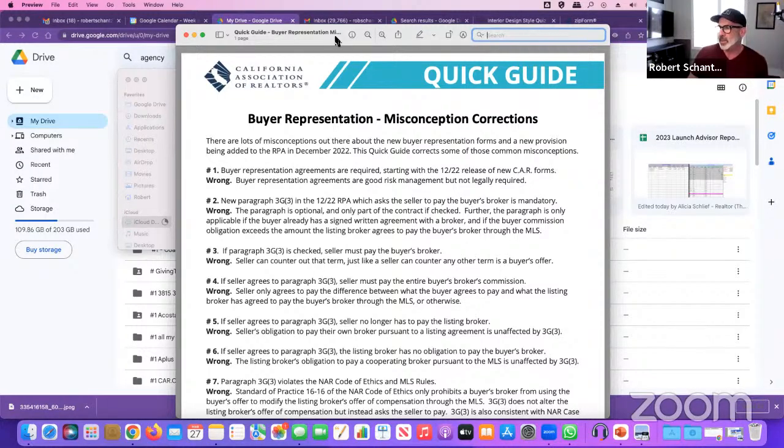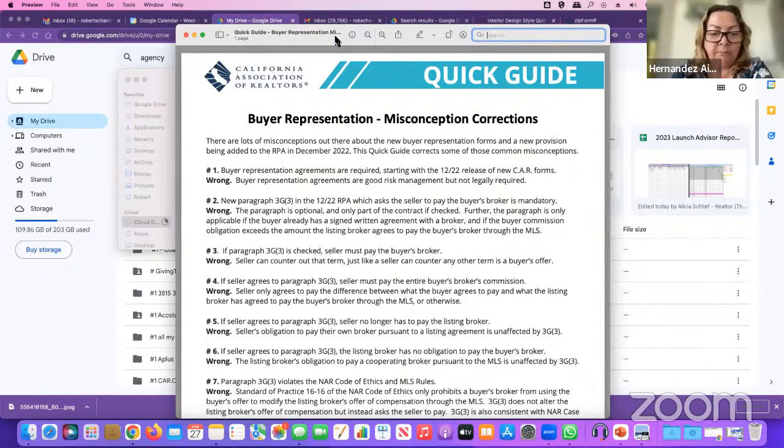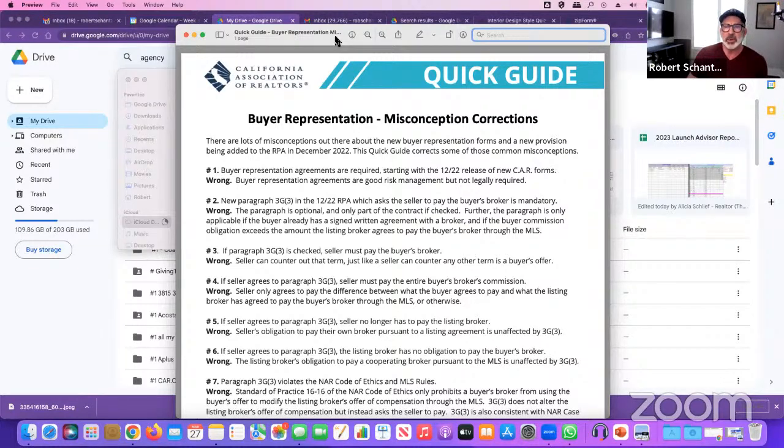So I uploaded the entire presentation in the chat box, so you can have that and look at it. I also uploaded two quick guides. One of them is the one that's pulled up on my screen. It's the buyer representation misconception corrections. I highly recommend you download that and read it. That will help make sense of this if you can see it in print.